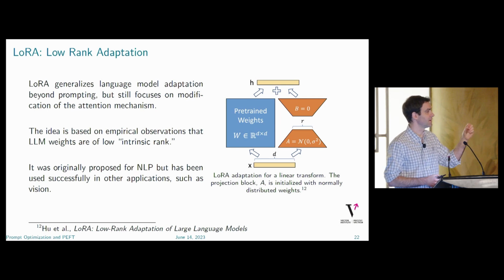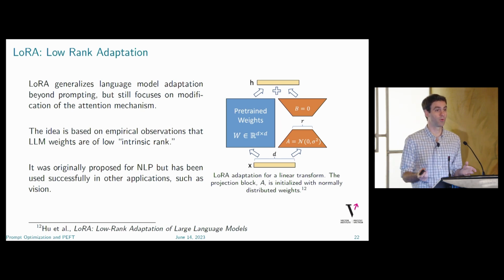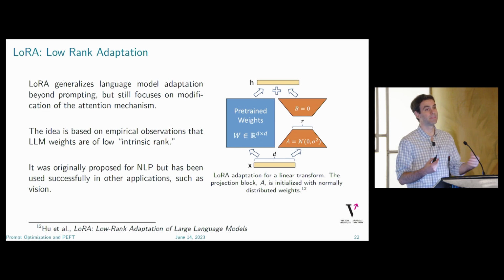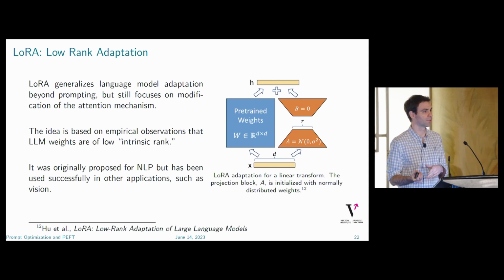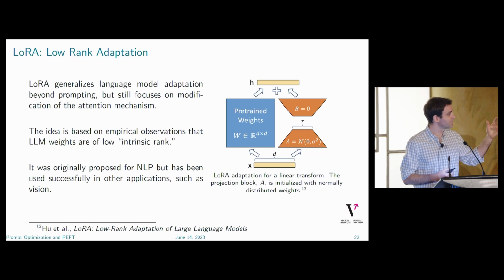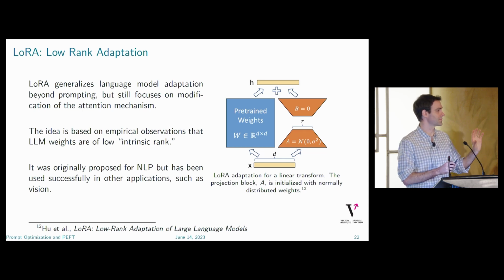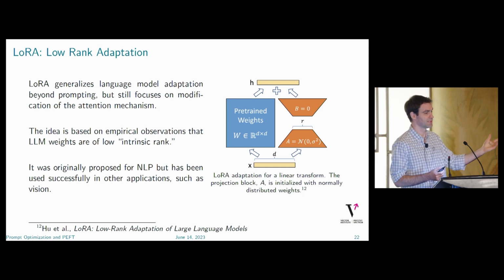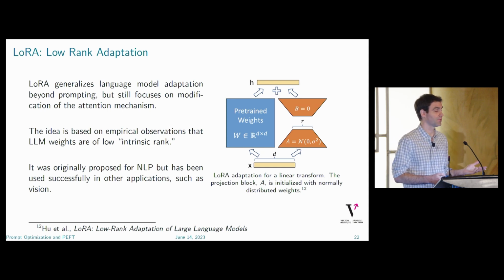The idea is based on the empirical observation that transformer weights throughout the model are what we would term intrinsically low rank, meaning that if you did an eigen decomposition, you'd only have a certain set of the eigenvalues that are really large. The rest of them sort of fall off a cliff. This was originally proposed for natural language, but it's been applied to other models, for instance, in vision, extremely effectively.